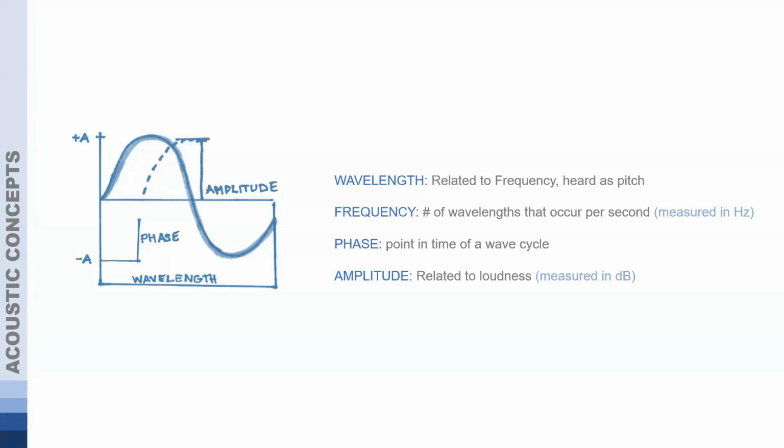Now, phase is the point of time in the wave cycle itself. So where we are within this, or if this shifts a little bit, there may be a phase shift as we move here. Another thing about frequency, so the typical human hears from about 20 hertz to 20,000 hertz. So this is from kind of low frequency to high frequency.